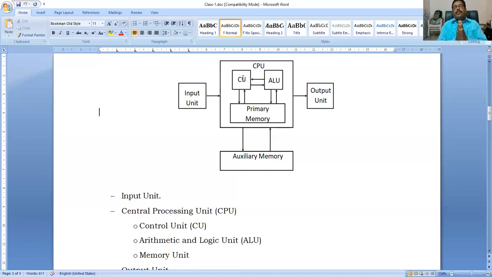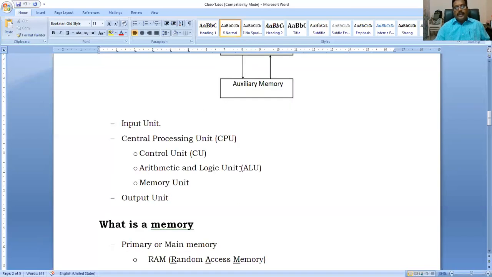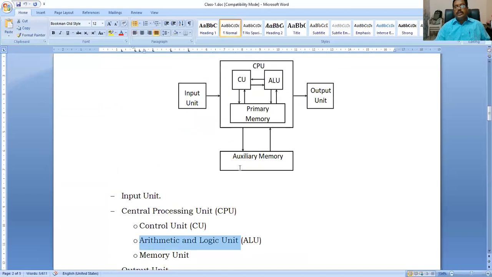The control unit is going to take care of controlling the entire system. And the ALU, the arithmetic logical unit, is going to perform the arithmetic and logical operations. Whatever data we are processing, it performs only arithmetic and logical operations on it.